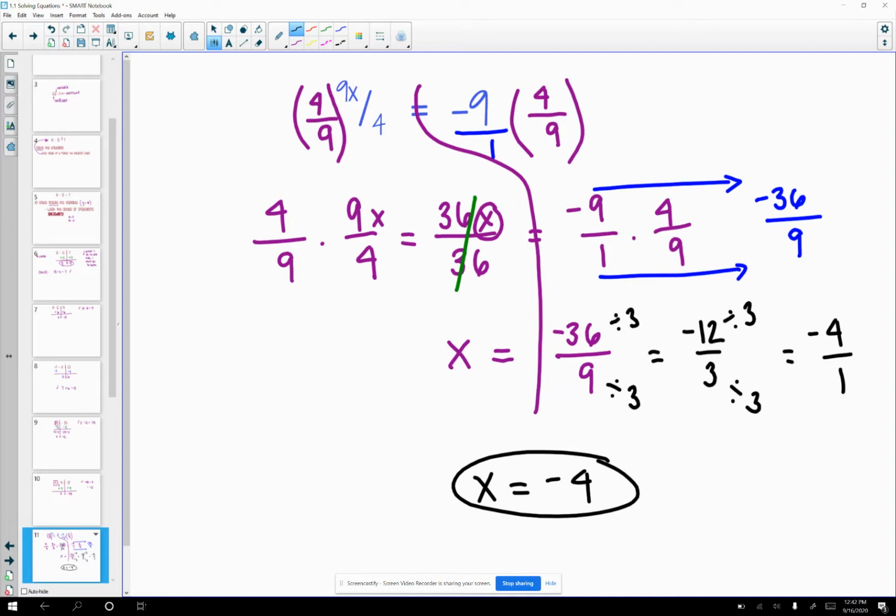And when we go back to the beginning to do our check, I've got 9 times negative 4 divided by 4, which is negative 36 divided by 4, and that gets us negative 9, which is exactly the answer we started with and we're hoping for.